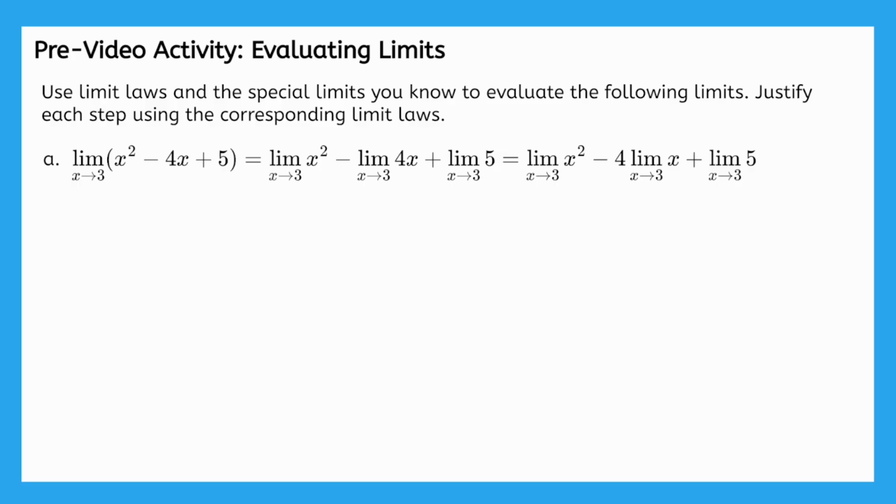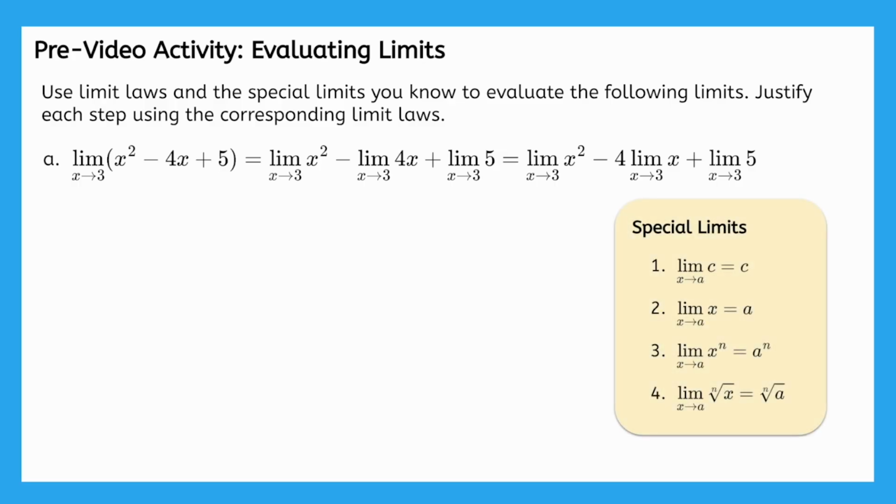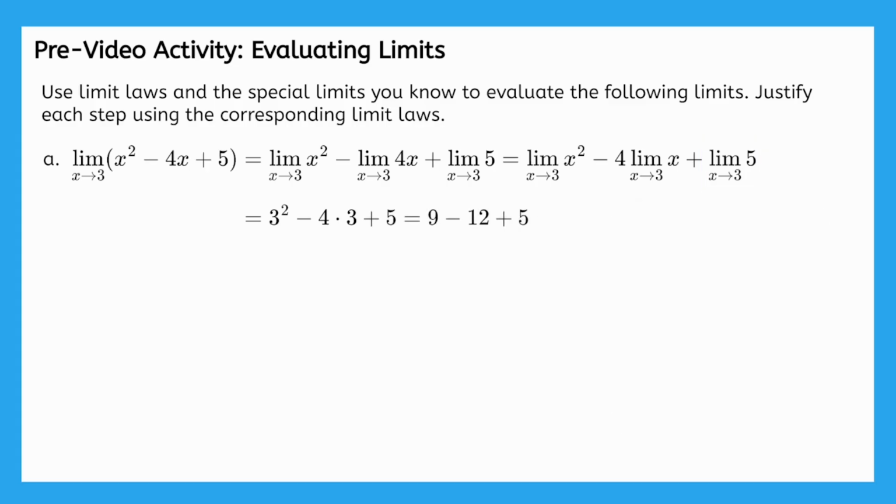Now, we can use our special limits to evaluate these 3 limits. Using this special limit, we know the limit as x approaches 3 of x squared is just 3 squared. Using this special limit, we know the limit as x approaches 3 of x is just 3, which, remember, is getting multiplied by 4. And this special limit tells us the limit as x approaches 3 of 5 is just 5. Simplifying this expression, we get a result of 2.